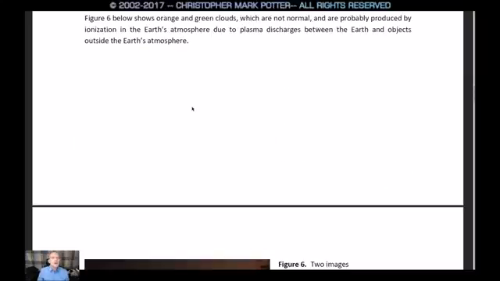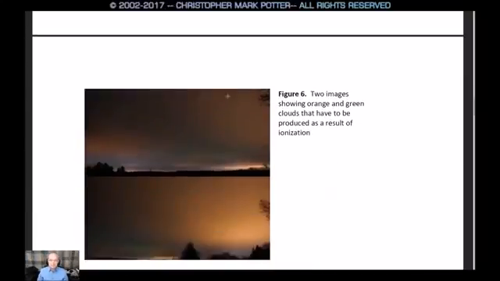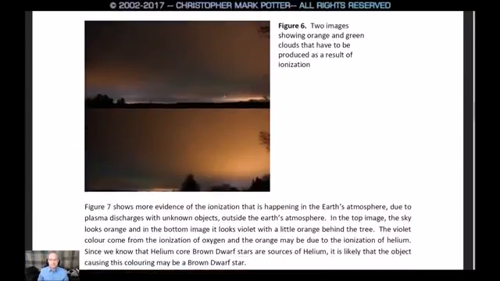Figure 6 below shows orange and green clouds, which are not normal, and are probably produced by the ionization in the Earth's atmosphere due to plasma discharges between the Earth and objects outside the Earth's atmosphere. Figure 6. Blue Star 712 action. 2 images showing orange and green clouds that have to be produced as a result of ionization.